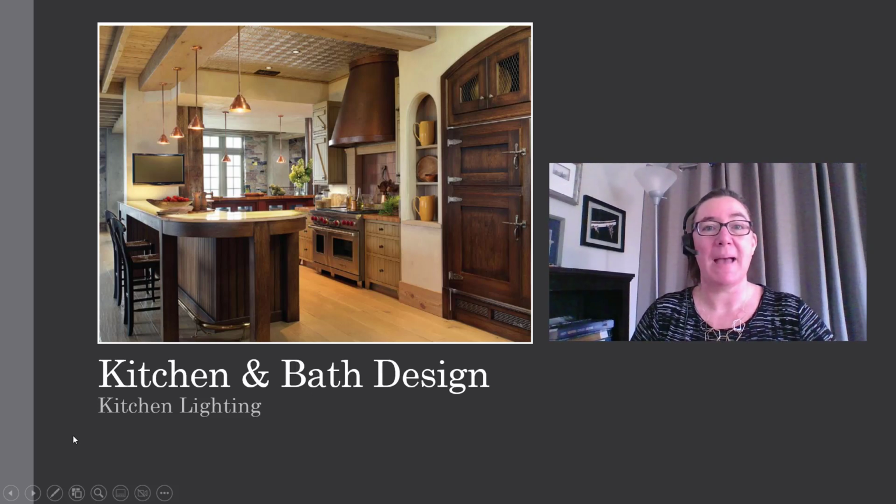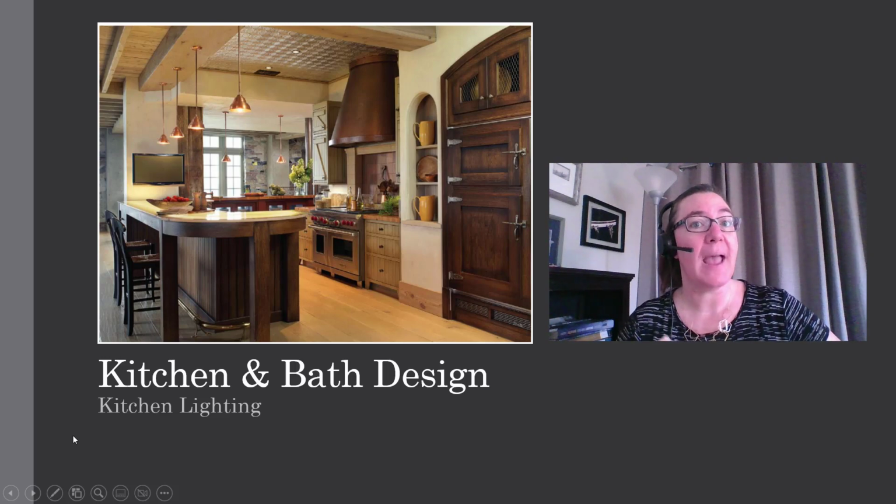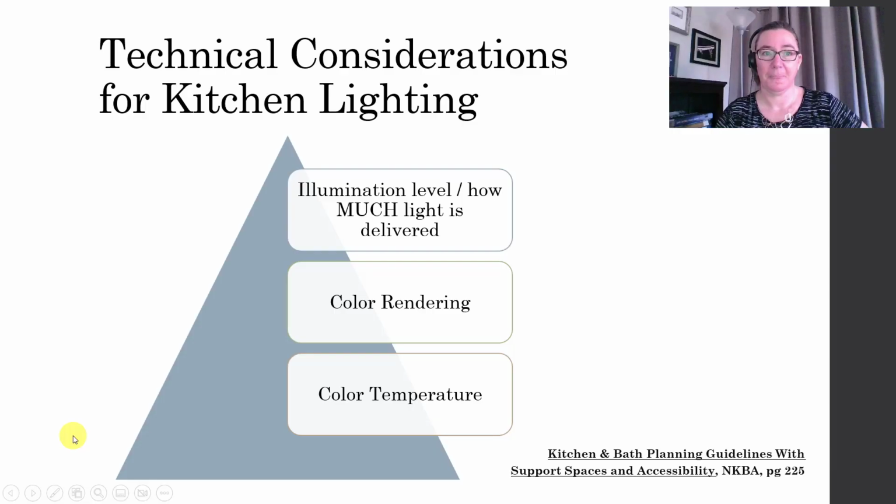Hi, everybody. Welcome back. We've been talking about the design criteria needed for lighting a kitchen, but let's move into some of the technical considerations. And so we'll take a look at illumination level, basically the quantity of light or how much light you need in a kitchen. We'll talk about color rendering and color temperature.